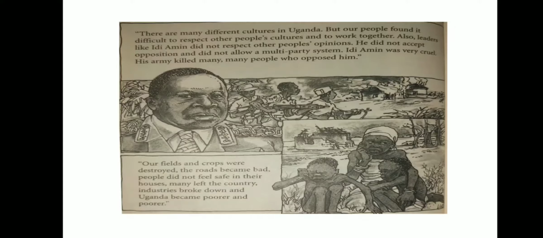She also added, our fields and crops were destroyed. The roads became bad. People did not feel safe in their houses. Many left the country. Industries broke down and Uganda became poorer and poorer. This is the whole system where the richer gained more power and became richer and richer, and the poor became poorer and poorer. A very sad situation, isn't it?